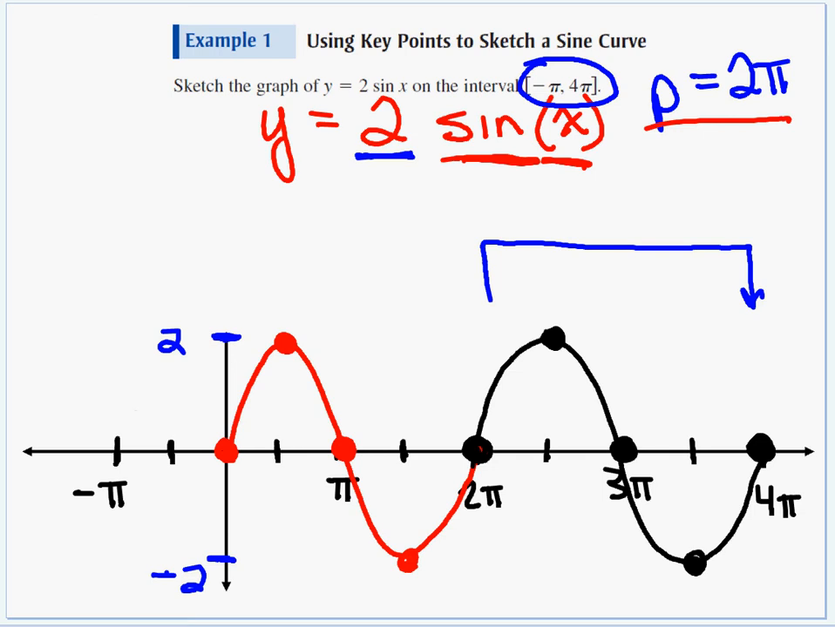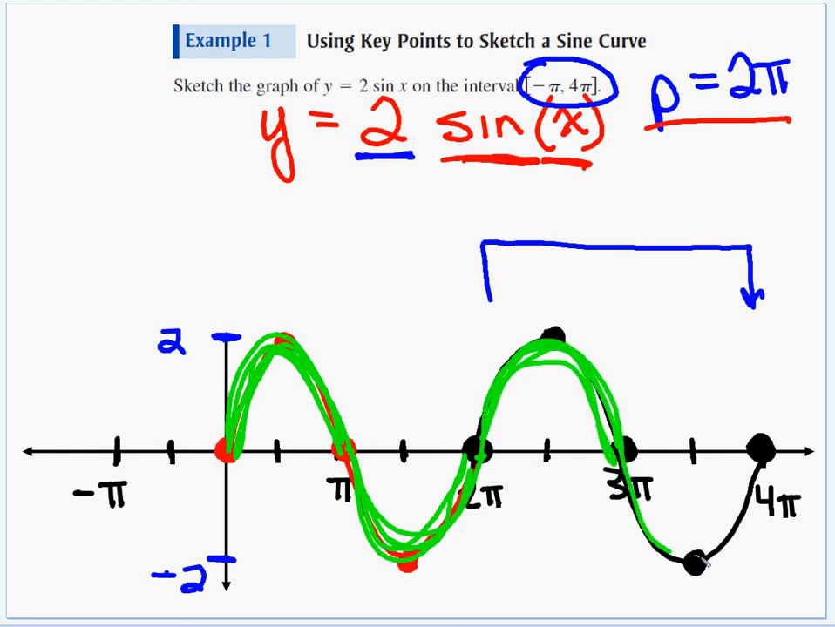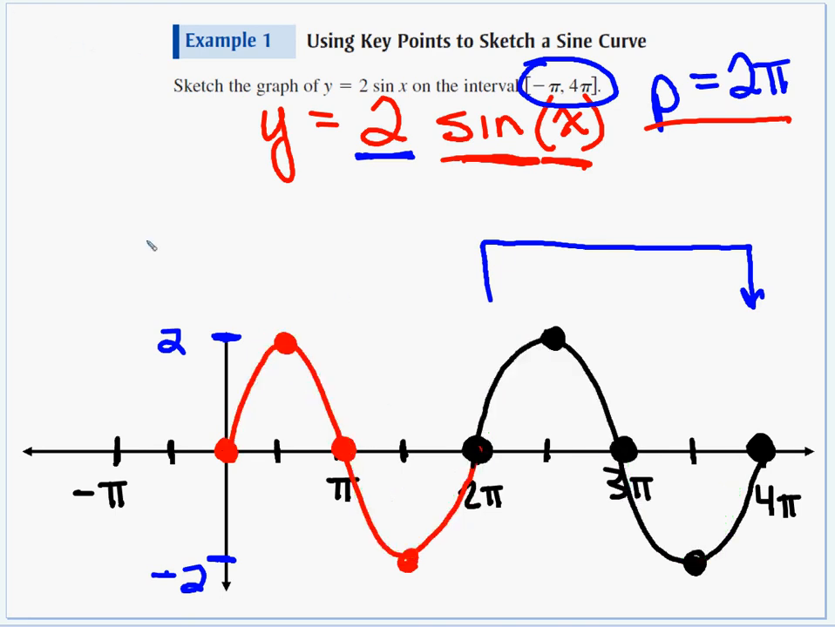Now notice something here on the graph. We're starting at 0, and between 0 and pi we have a parabola down. Between pi and 2 pi looks like a parabola up. 2 to 3, parabola down. 3 to 4, parabola up. So notice the pattern. Every 1 pi, we're doing sort of like a parabola above the x-axis or below.